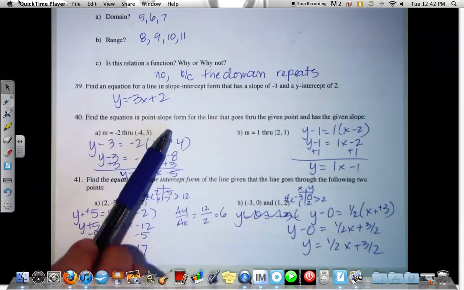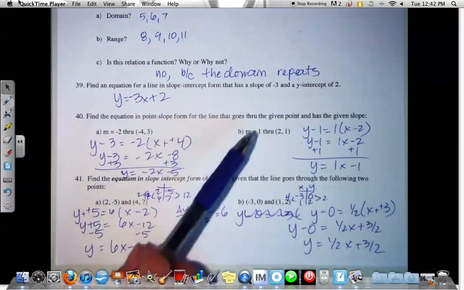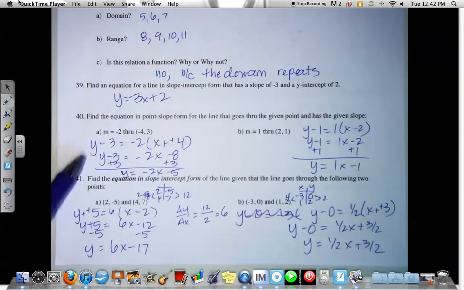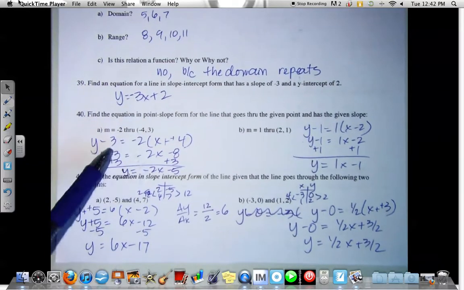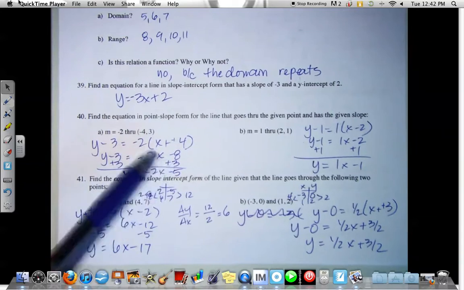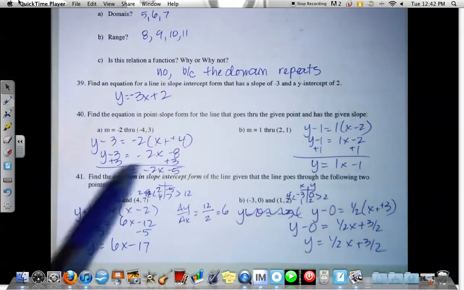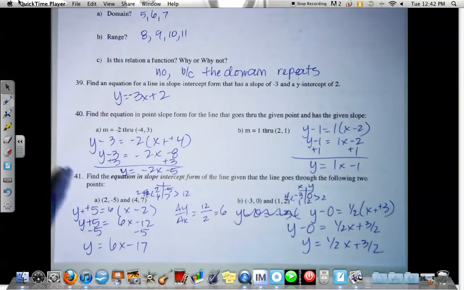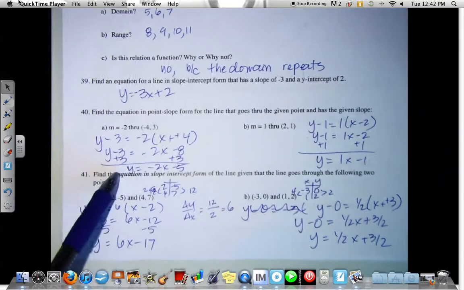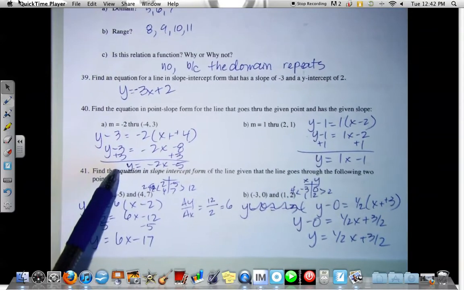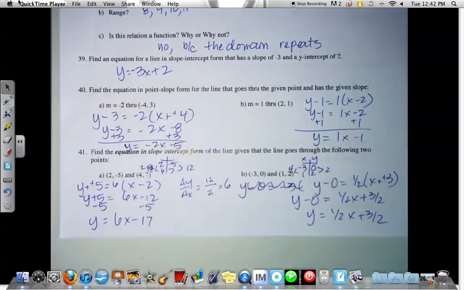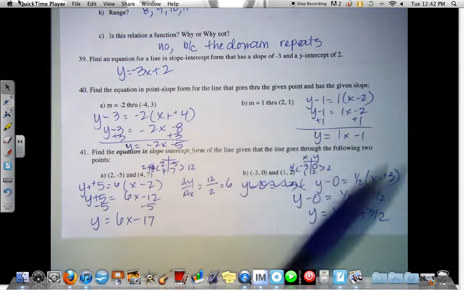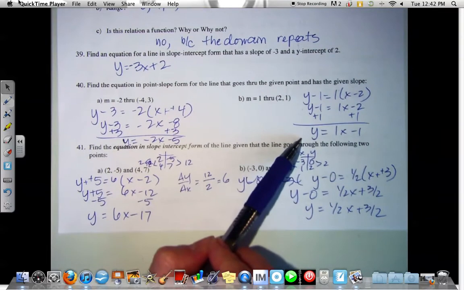40. Find an equation in point-slope form for the line that goes through the given point and has a given slope. So you have your slope and x1 and y1. So y minus 3 equals -2 times x plus 4. Distribute, add 3 to both sides, and in slope-intercept form, it's y equals -2x minus 5. B, y minus 1 equals 1 times x minus 2. Distribute, add 1, and in slope-intercept form, it's y equals 1x minus 1.